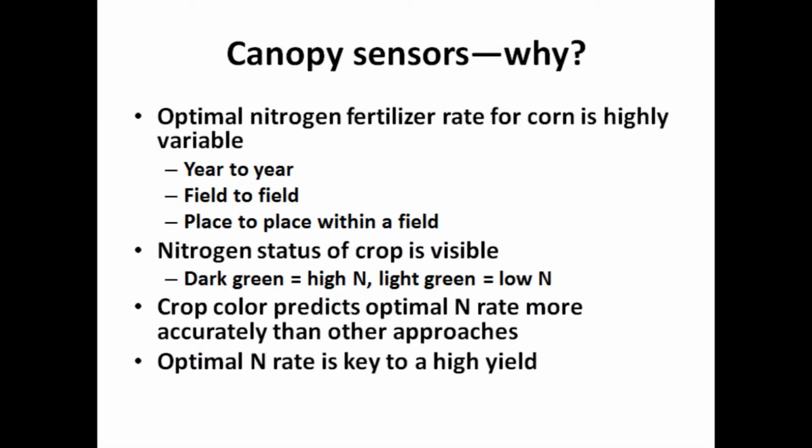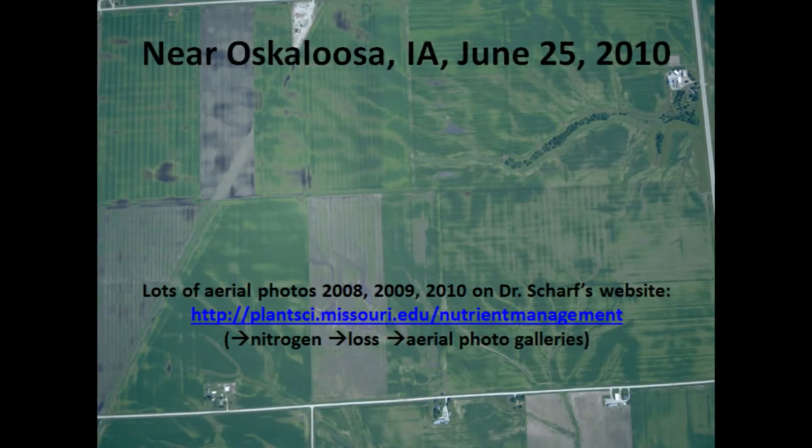Why do we need to do that? I started off trying to figure out what the optimal nitrogen fertilizer rate was to put on corn, and we found it changed a lot from one place to another within the same field. That diagnosis of what the crop's nitrogen status is from the crop appearance is more accurate than anything else I have been able to come up with in terms of deciding how much to put and where to put it. This is a picture that was taken in 2010 near Oskaloosa, Iowa.